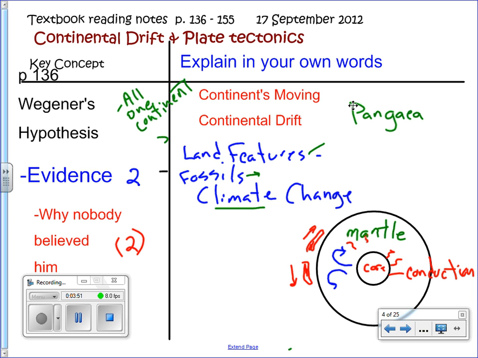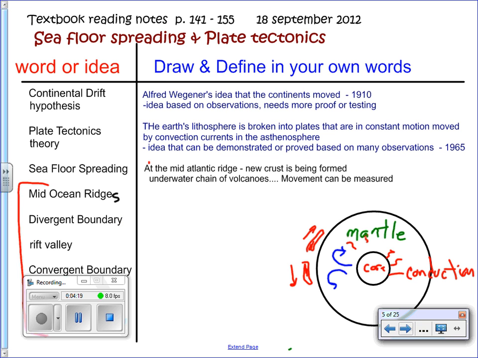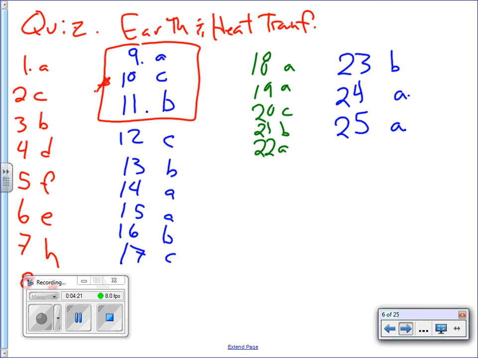Why nobody believed him? At the time, he could not explain what force could possibly move continents. So he could not explain how this could possibly be happening. On a lesser note, he also was a weather scientist, not a geologist, and so that worked against him as well. Let's take a look at the continents. I'll come back to that one.